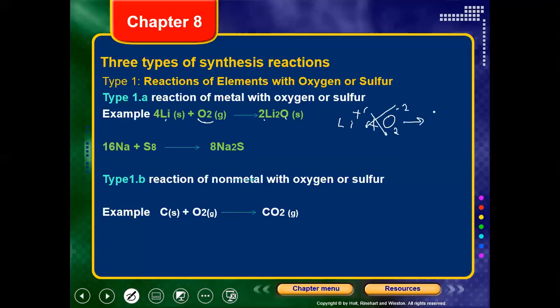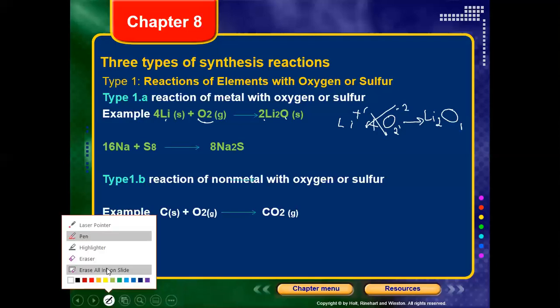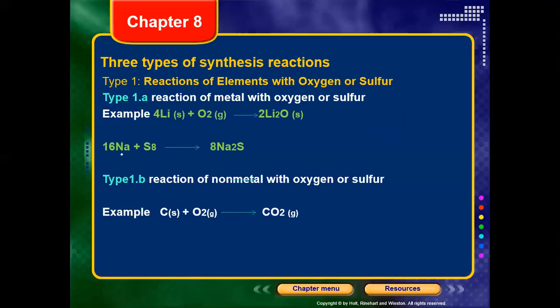Gives Li2O. Now instead of 2, it's 1 because of the charge of lithium. Okay? And don't forget to balance as you have learned before in the previous lesson. Now, another example, reaction of metal. You know that sodium is a metal. It reacts with sulfur. Sulfur exists as S8 in nature. Sodium positive 1, sulfur negative 2, so Na2S, and you have to balance the chemical equation.